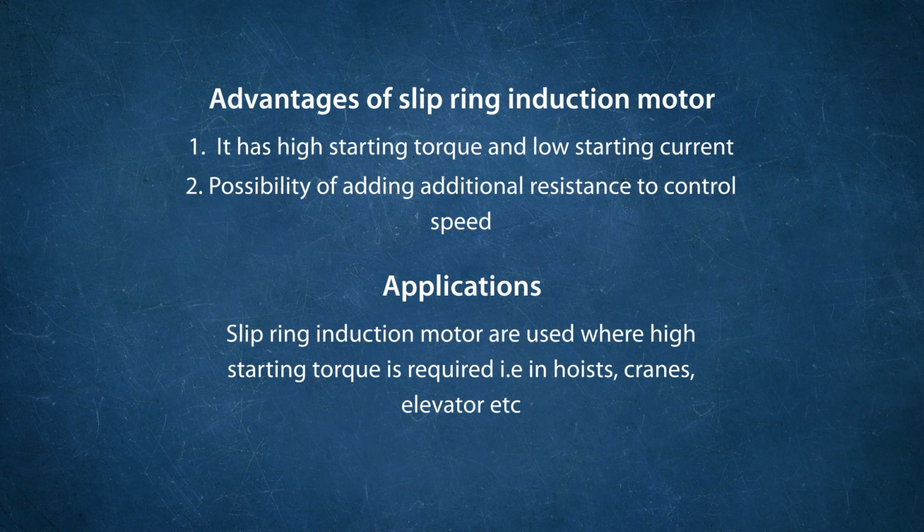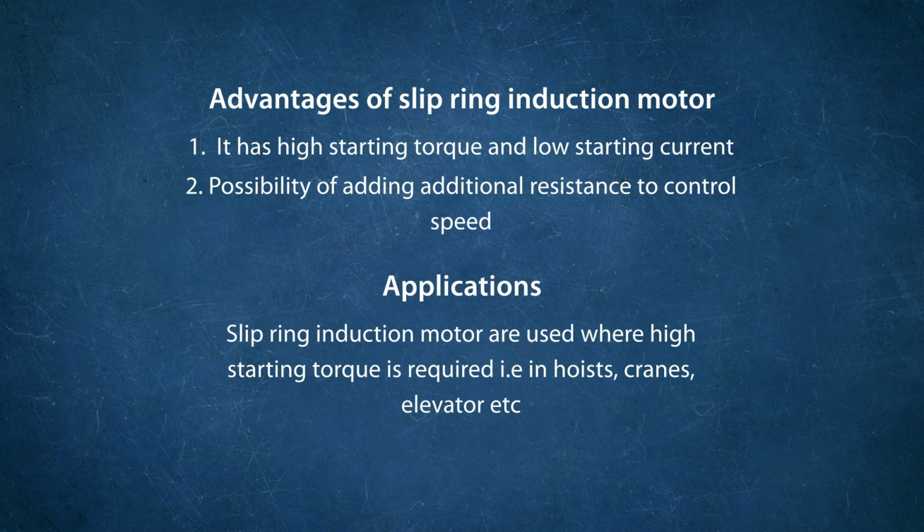A slip ring induction motor has high starting torque and low starting current. Why? Because there is resistance in the starting circuit. Because of that resistance, the torque becomes high. But due to the insertion of the resistance, losses will be more, so the starting current will be low. The possibility of adding additional resistance is helpful in controlling the speed. The speed of the induction motor can be controlled by changing the resistance in the circuit.